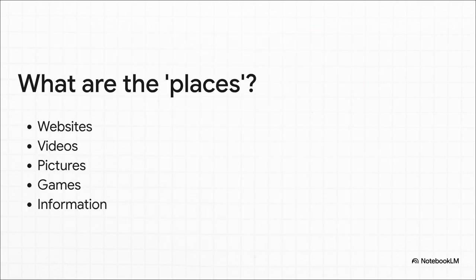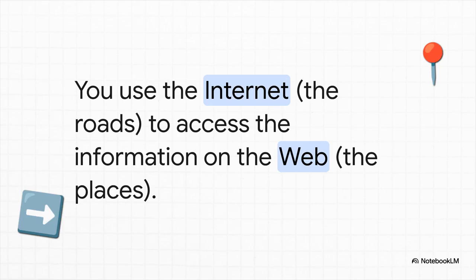And what are these places exactly? Well, it's pretty much everything you do online. That Wikipedia page you just looked up, that's the web. The cat video you just watched on YouTube? Yep, the web. The pictures you're scrolling through on Instagram, the game you're playing with your friends, that is all part of the web. Think of them as the shops, the libraries, and the movie theaters in our digital city. So you see the connection now, right? You use the internet, which are the roads, to get to all the information that lives on the web, which are the places. The internet is the delivery truck, and the web is the package it's delivering.